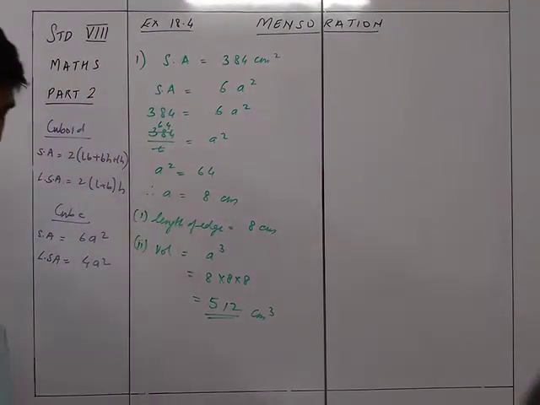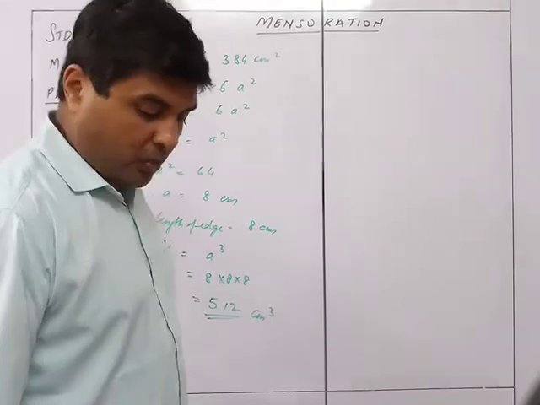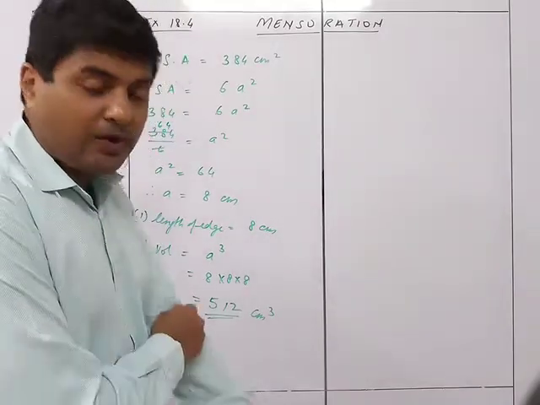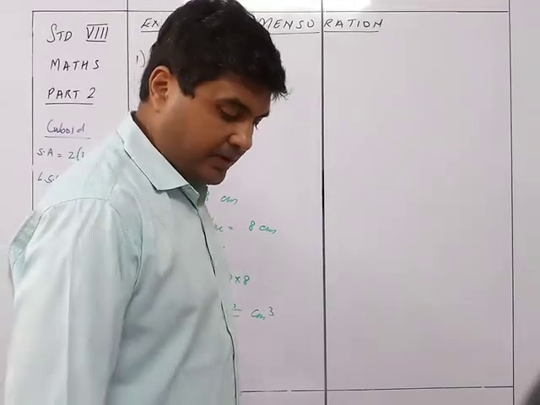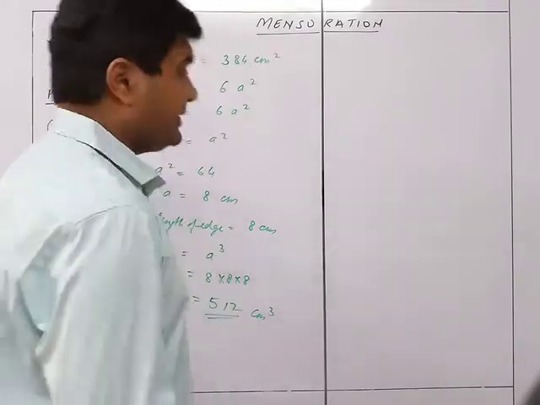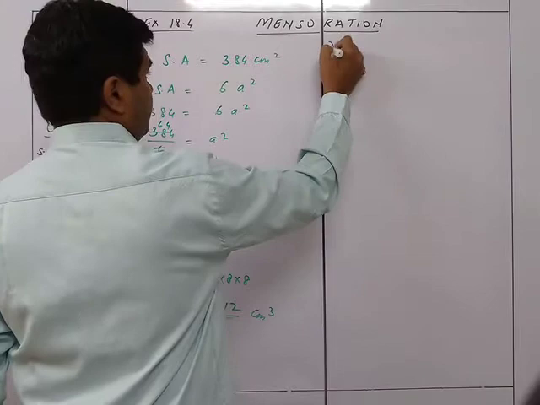That's the first sum. We now move on to sum number 3, because the second one is based on the cylinder, so we are cancelling that, but we are going to take the next one, that is the third sum.